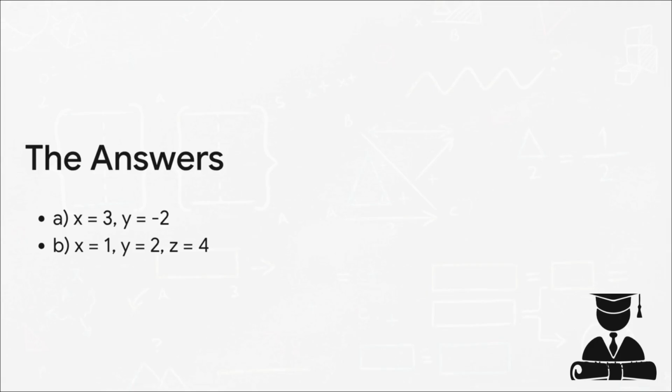Okay, you ready to check your work? For the first problem, you should have gotten x equals 3 and y equals -2. And for that bigger 3x3 system, the answer is x equals 1, y equals 2, and z equals 4.